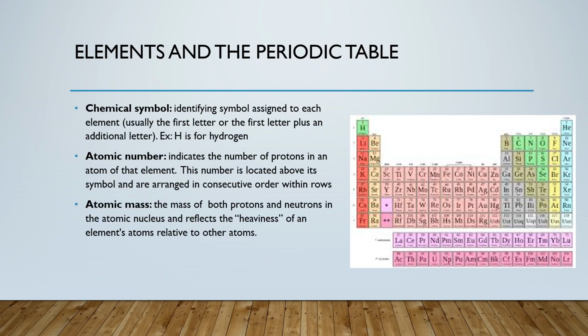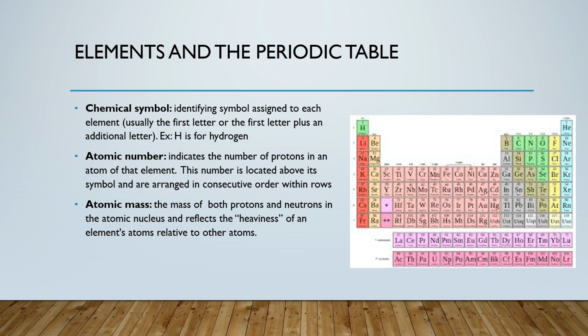A chemical symbol is a 1 or 2 letter abbreviation for each element. It's based on the element's name, often in English or Latin. An example would be H for hydrogen or Na for sodium. The atomic number is the number of protons in an atom. It is found above the symbol on the periodic table. Elements are arranged in order by atomic number.